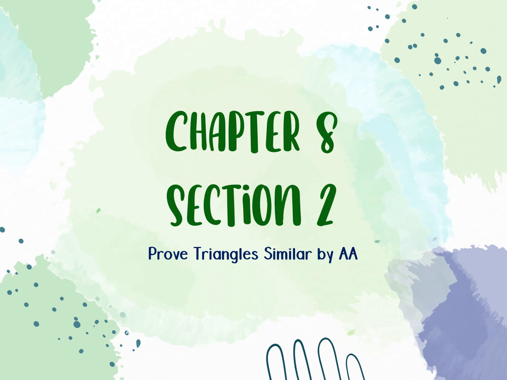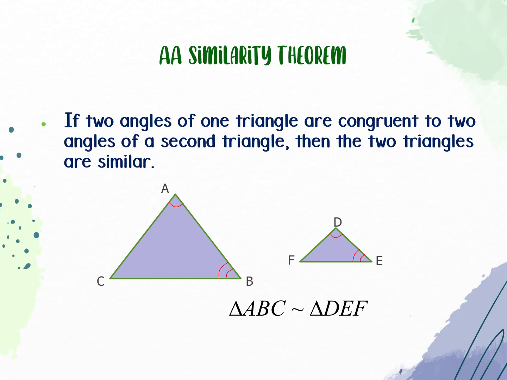In A2, we're going to talk about how we can determine if two triangles are similar. Now, there's this angle-angle similarity theorem, which tells you that if two angles of one triangle are congruent to two angles of a second triangle, then the two triangles are similar.